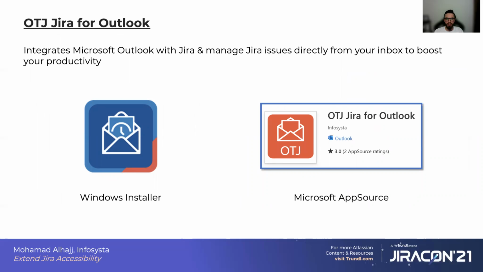Now, the second product is the OTJ, Jira for Outlook, that integrates with Microsoft products. Also, we have two different kinds of application, the Windows installer and the Microsoft AppSource. The Windows installer is specifically for the Windows users that have Microsoft Outlook application available on their Windows account, and the Office 365 application that is available on Microsoft AppSource.